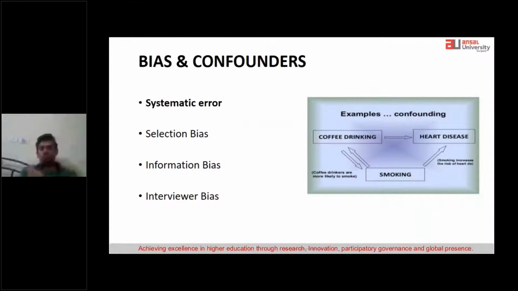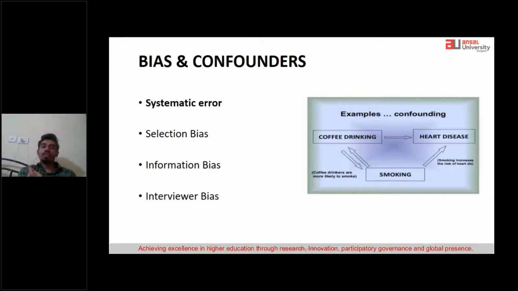Then comes the bias and confounder, one of the most important aspects of any research. If you are not aware of biases and confounders, your research study is not at all good. If you cannot control them, right from your idea, right from your research formulation till your research writing, everywhere bias can happen. There are several types of biases. I have just mentioned the four very common ones.